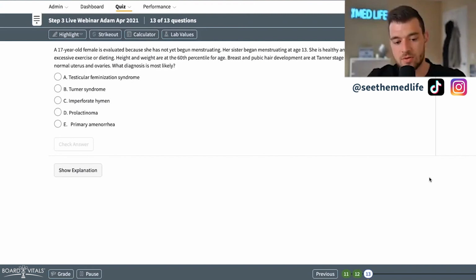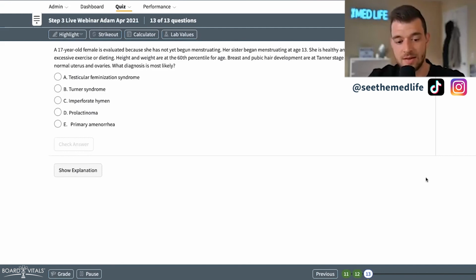What diagnosis is most likely? Testicular feminization syndrome, Turner syndrome, imperforate hymen, prolactinoma, or primary amenorrhea? So I think most people either really like or really don't like the HPA axis questions. This is one of them.